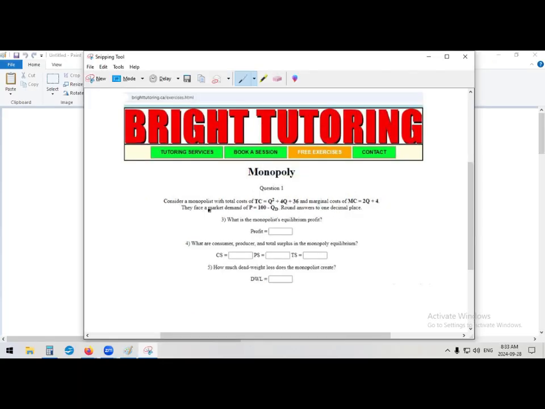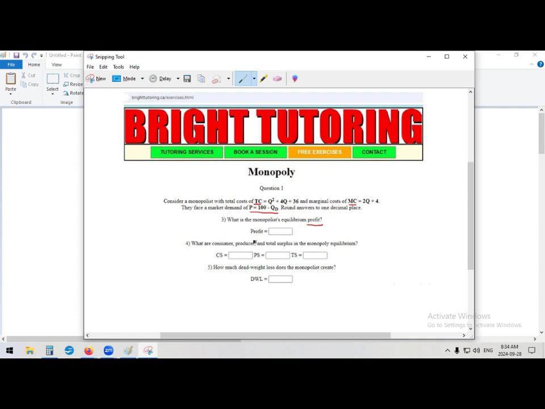So here's the question. Consider a monopolist with a total cost curve of q squared plus 4q plus 36, which gives them a marginal cost equation of 2q plus 4. And then they face a market demand of market price P equals 100 minus Q. Now what we have to figure out is the monopolist equilibrium profit.